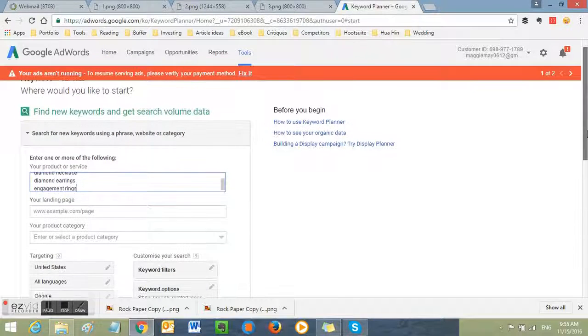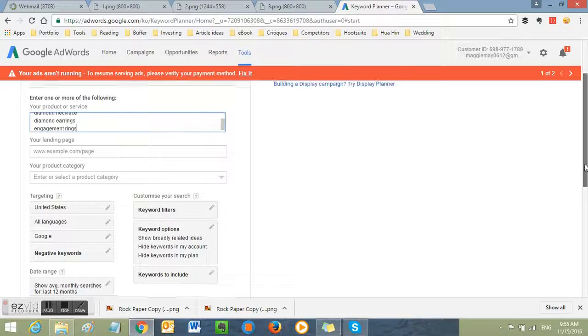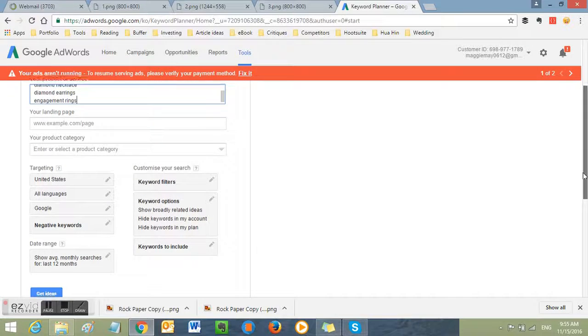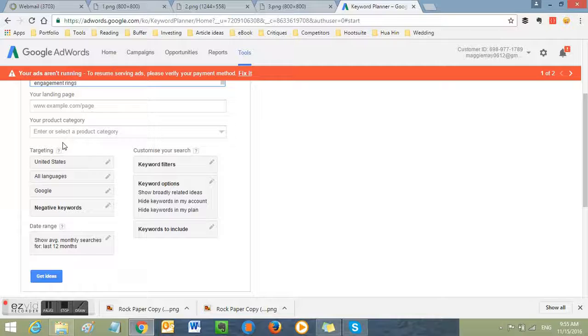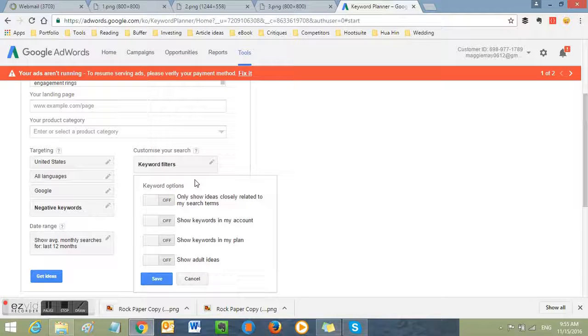Now, targeting United States is the default, which is great, and then languages, Google, negative keywords. We leave all of them as they are. We change only one thing, and this is under keyword options. You've got 4 different options to choose from, and one of them that I'm going to switch on is only show ideas closely related to my search terms, because it means that the keyword ideas I'm going to get will be within the jewelry niche and not all over the place.